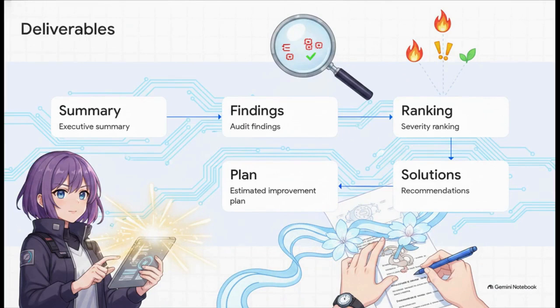But here's the thing. Finding all those issues across those targets, that is only half the battle. You now have to translate those findings into a highly structured, super professional report. So you start with an executive summary, and that provides the high-level context for the decision makers. Then you present your detailed findings, and you perfectly map those to a severity ranking. That way, stakeholders immediately know exactly what's on fire and what can actually wait. And then finally, you deliver your recommendations along with an estimated improvement plan.